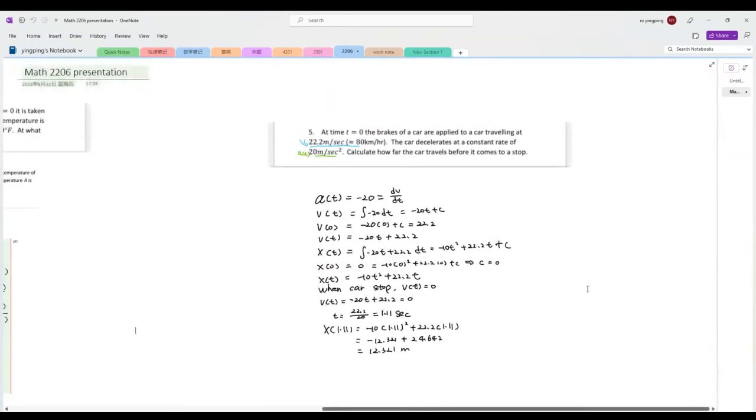Okay. I have a question. You have x of 0 equals to 0. So this point, where did you get this point? Because we want to find how far the car travels. So at first, the car is at the starting point. Oh, okay, I see. The car, before the car starts moving. So you use this. Great. That's very smart. Thank you, Yinping.